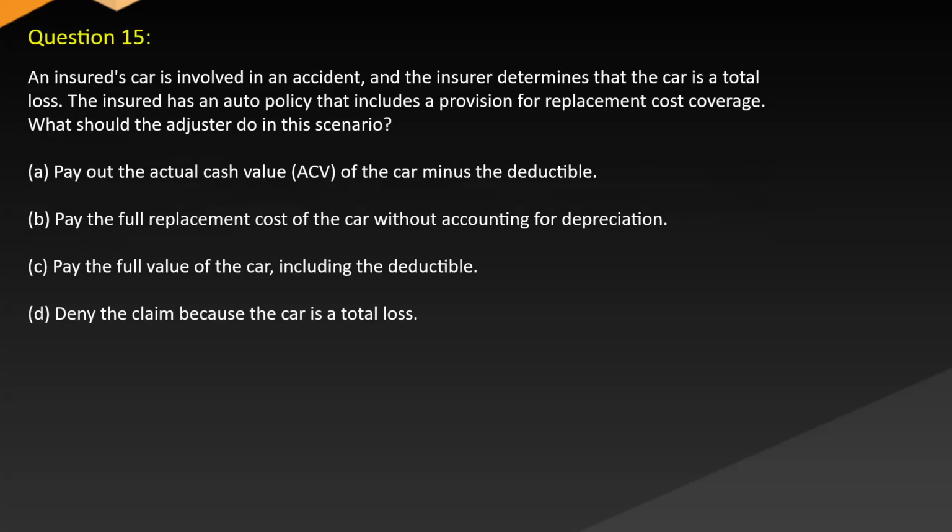Question 15. An insured's car is involved in an accident and the insurer determines that the car is a total loss. The insured has an auto policy that includes a provision for replacement cost coverage. What should the adjuster do in this scenario? A. Pay out the actual cash value, ACV, of the car minus the deductible. B. Pay the full replacement cost of the car without accounting for depreciation. C. Pay the full value of the car including the deductible. D. Deny the claim because the car is a total loss.